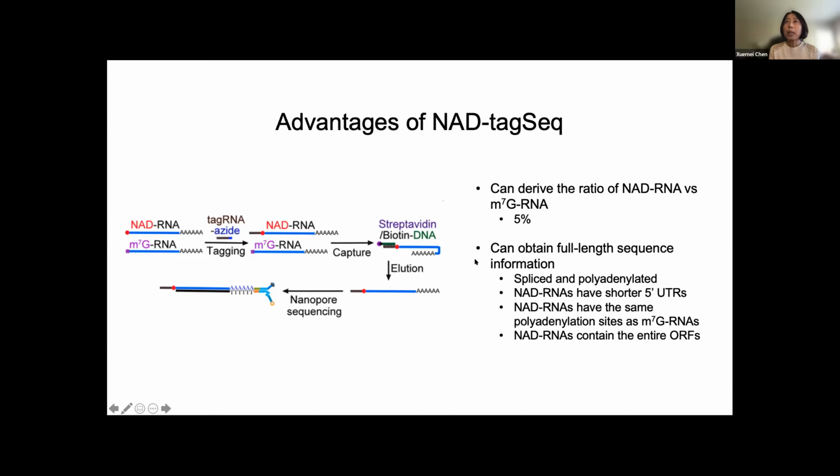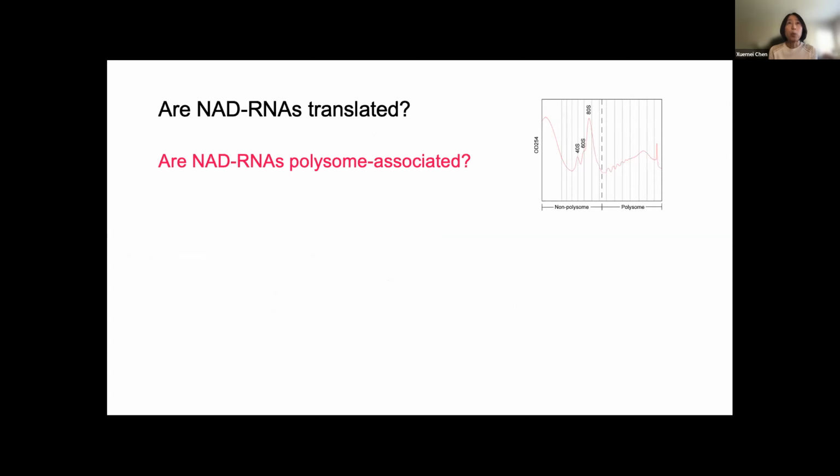Another advantage to NAD tag-seq is that you can obtain full-length sequence information, as this is single molecule sequencing. So the NAD RNAs are spliced and polyadenylated. And intriguingly, the NAD RNAs have shorter 5' UTR as compared to m7G RNAs, but they have the same polyadenylation sites. They have the same 3' UTRs. Even though the NAD RNAs appear to be shorter than m7G RNAs, they do contain the entire open reading frames. So this made us wonder whether NAD RNAs can be translated.